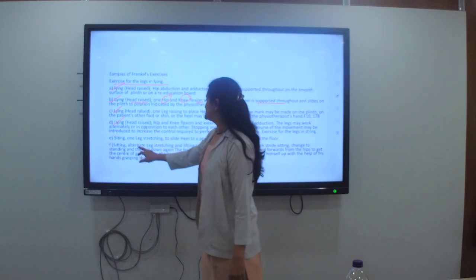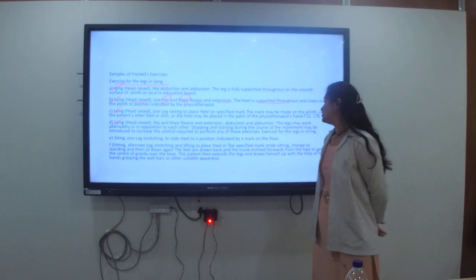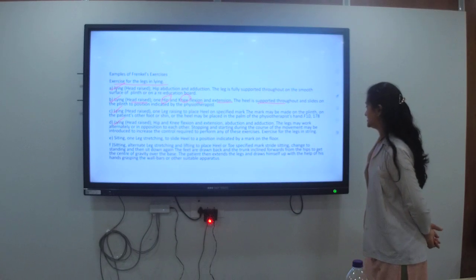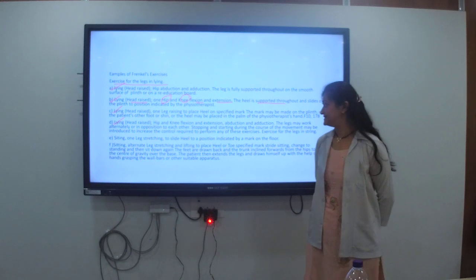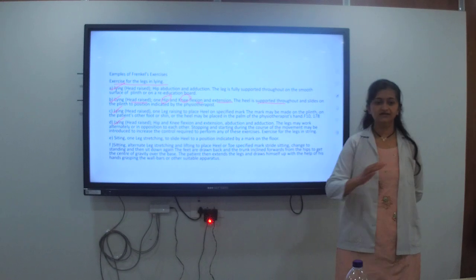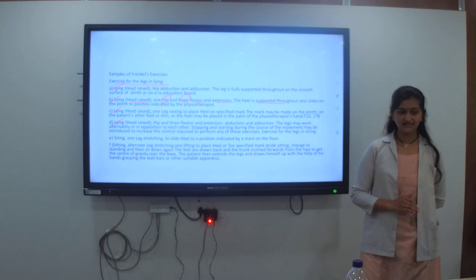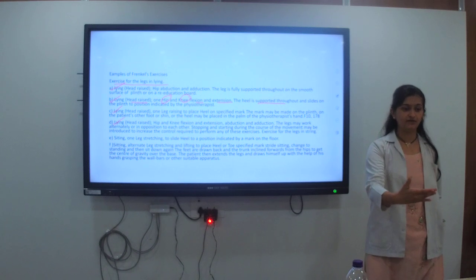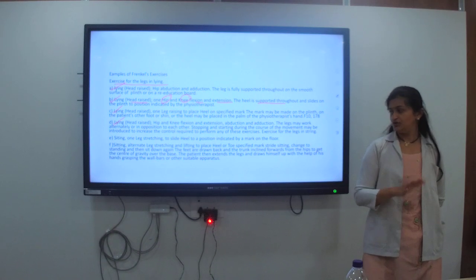So next is sitting alternate leg stretching and lifting to place the heel or toe to the specified mark, straight sitting. Okay, so change to the standing and then sit down again. So these are the various steps you have to do. You have to stand again, go into this straight sitting, again touch the specific mark, and again stand up. So this is the exercise pattern which you have to follow.